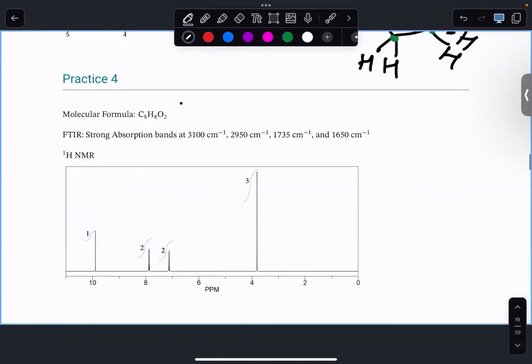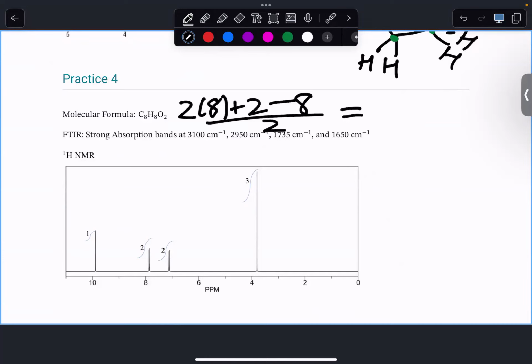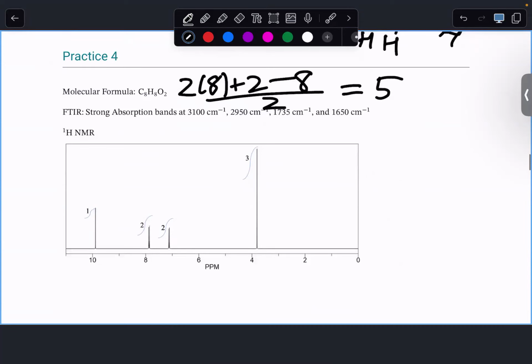So number 4, DOU, 2 times 8 plus 2 minus 8 all over 2. It's going to be the same thing, I think. 16 plus 2. Oh, no, it's different. 18, minus 8, over 2 is 5. So I'm going to have a benzene ring because I have at least 4 DOU, and I do see peaks between 6 to 9, which is a para pattern. That's right, because we have 2 doublets. So let's put para here and here.